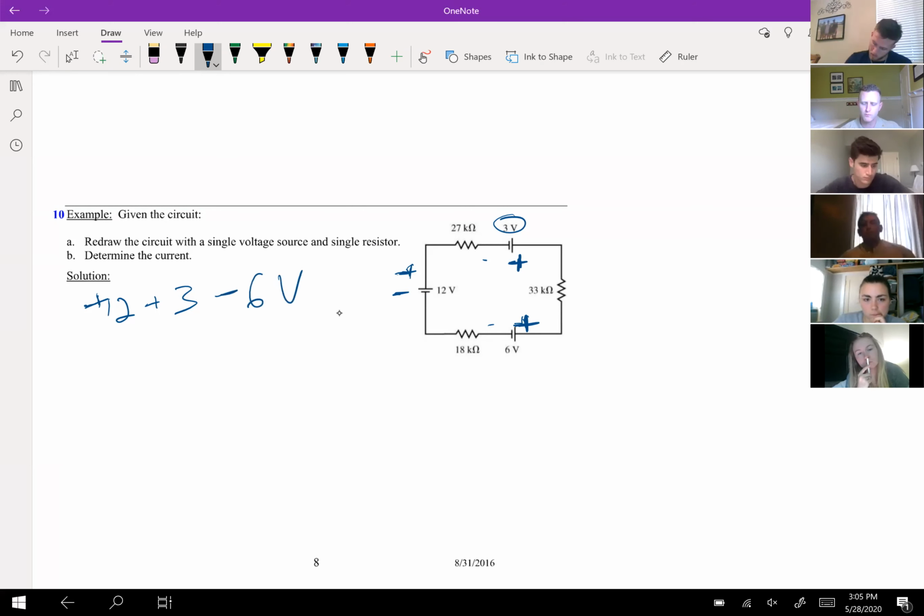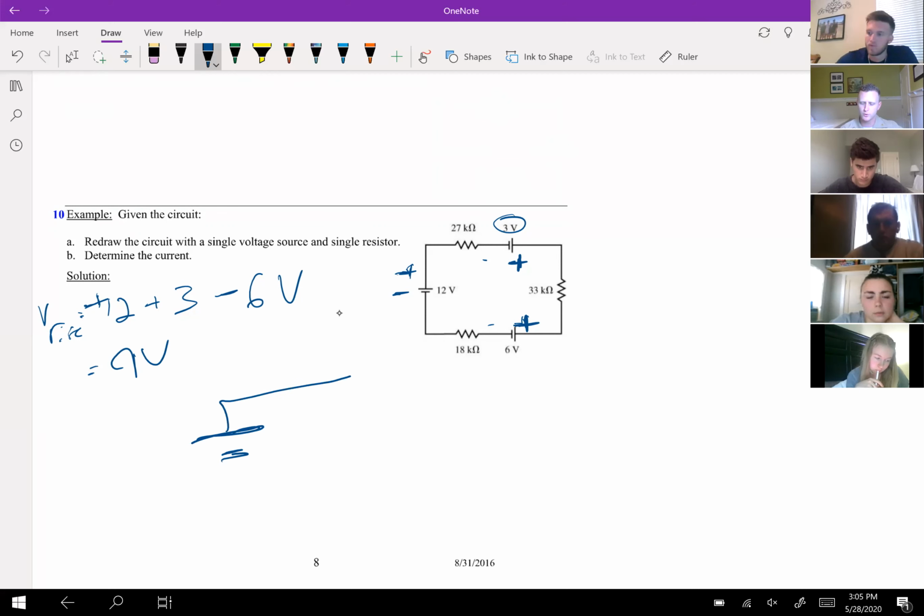So we'll call these our rises. And we've said negative 6 because it turns out that its terminals oppose it. So if you put it with the drops, that would be fine. But since we want to simplify it, it's probably easiest to put these together and we get 9 volts. We have to draw it in the same direction that we drew the 12 and the 3 because those are the positive. So in order to maintain the positive, we have to keep the terminals in the same direction.